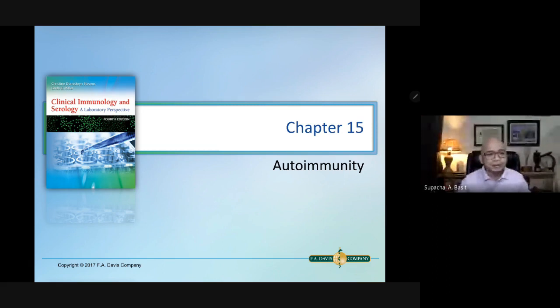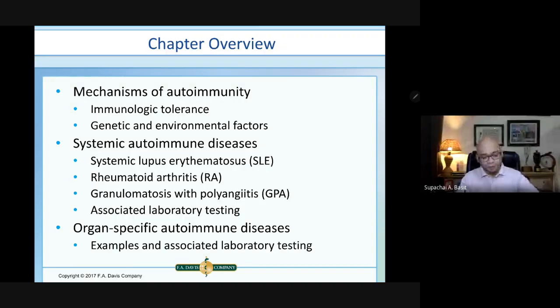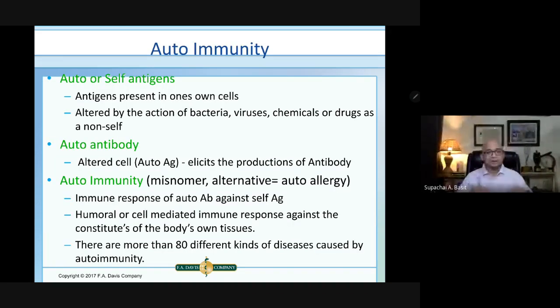I will now be discussing one of the most important topics here in immunology and serology, and this will be about autoimmune diseases or autoimmunity. So we will be discussing at this point the mechanisms of autoimmunity as well as the different kinds of systemic autoimmune diseases and different kinds of organ-specific autoimmune diseases. So before that, let us define first some of the terms.